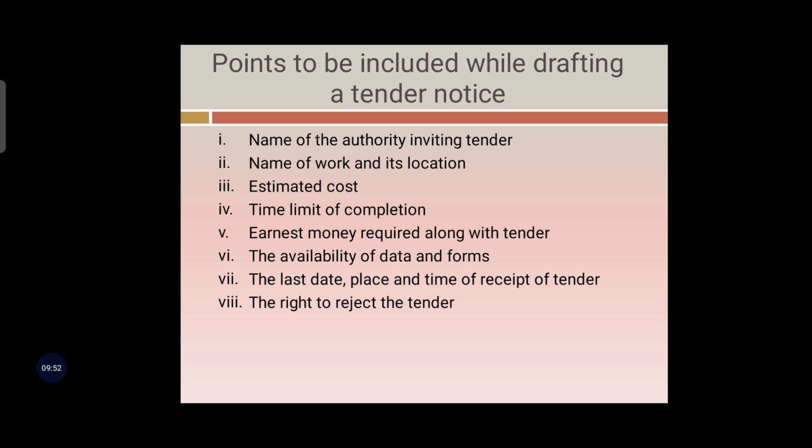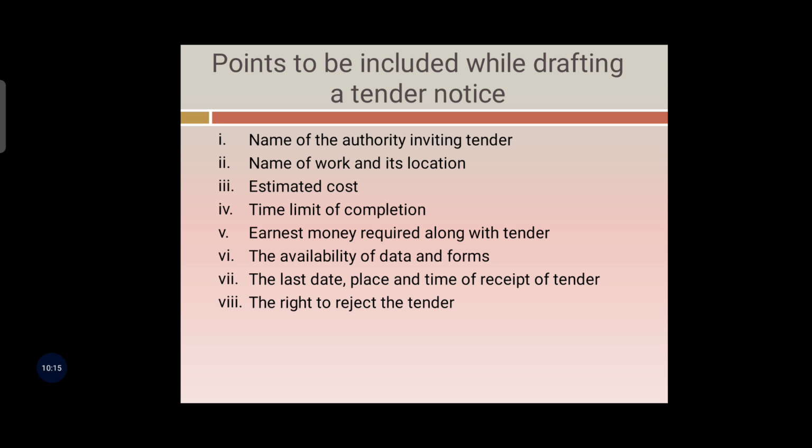Okay, now the fourth one is time limit. The time for completion of work will enable the contractor to work out details of machines and workmen required for the work. Then if there is a time limit, a penalty also has to be applied if your work is delayed.